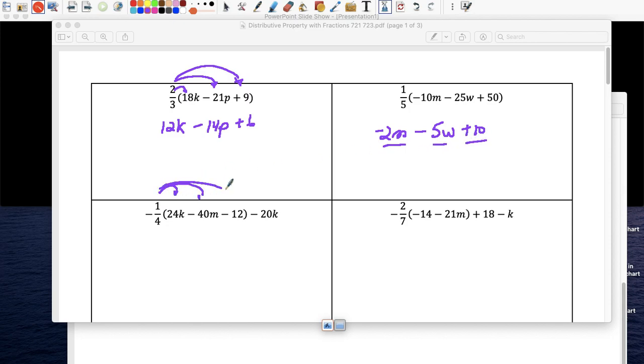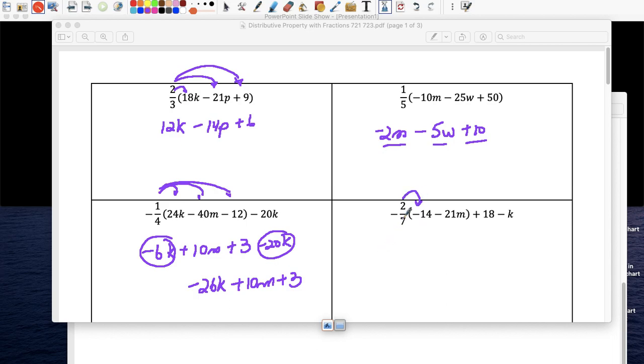Okay, distributive property first. So let's see. Negative 1/4 times 24 is negative 6k. Negative times a negative is a positive, and 1/4 of 40 is 10. Negative times a negative is a positive, and 1/4 of 12 is 3. And then minus 20k. Now, do I have anything to combine? Yeah, I have this guy here and this one that I can combine. Negative 6 and negative 20 is negative 26k, and then just copy the rest because they're not like terms.